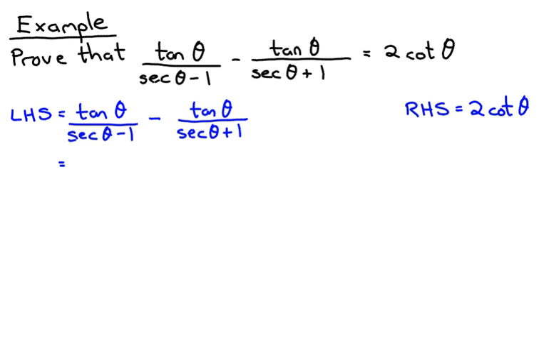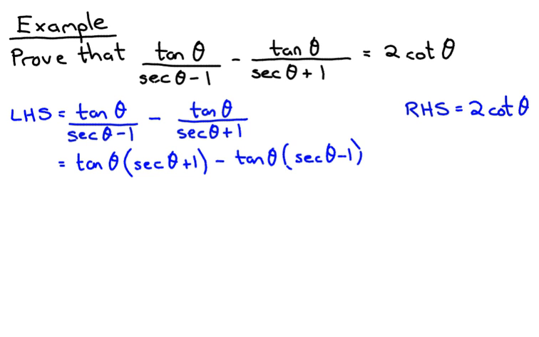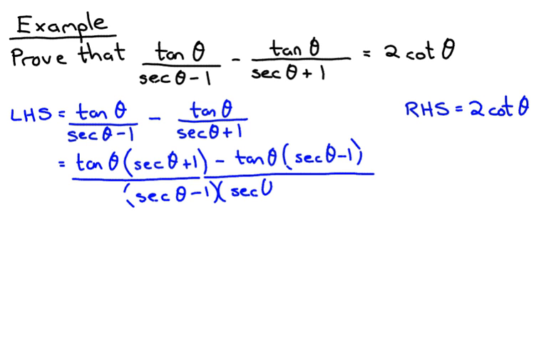Okay, so first I'm going to find an LCD. I need to see sec theta minus 1 and sec theta plus 1 in my LCD. So I'm going to multiply this by my tan theta by sec theta plus 1 and this tan theta by sec theta minus 1 in order to get my LCD of sec theta minus 1, sec theta plus 1.